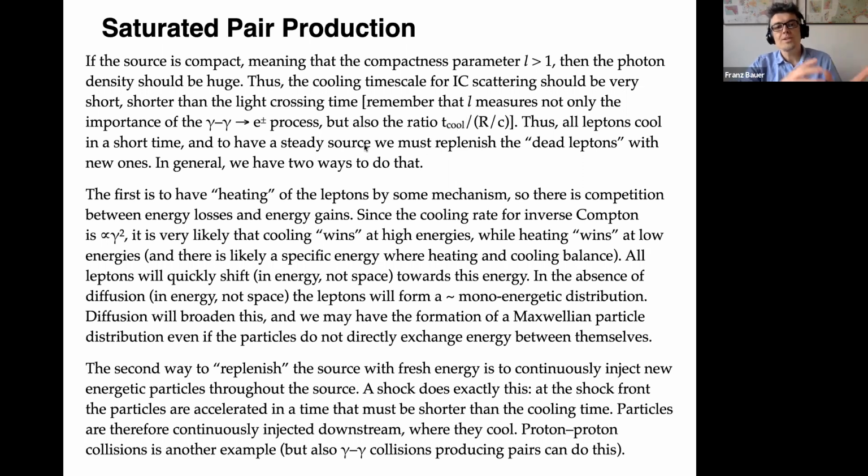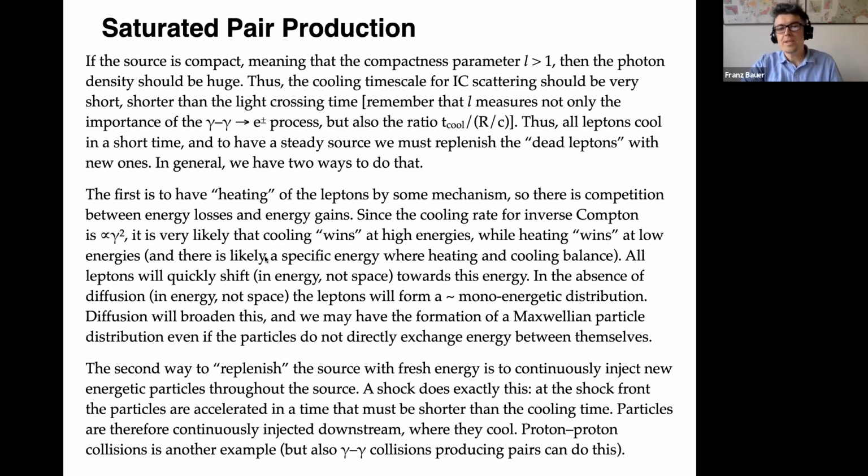One issue is that if we want to maintain the energies of the electrons, we have to replenish the dead leptons, which are going to cool relatively rapidly via other processes. There are two ways of doing this. One is heating by some mechanism. So here we have a competition between energy loss via various mechanisms and energy gain. We can consider the cooling rates. Inverse Compton is going to go as gamma squared, so typically it's going to win at very high energies because this goes up rapidly. Heating ends up winning at low energies.